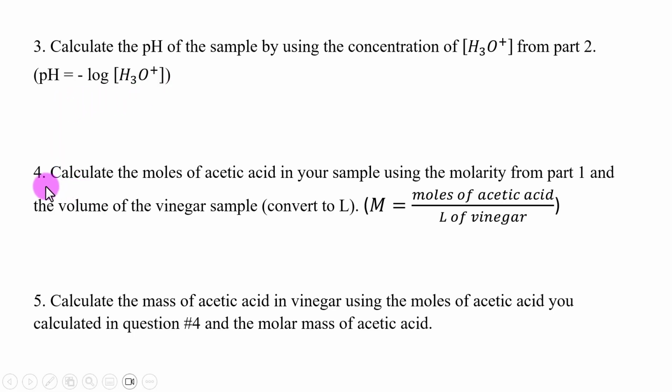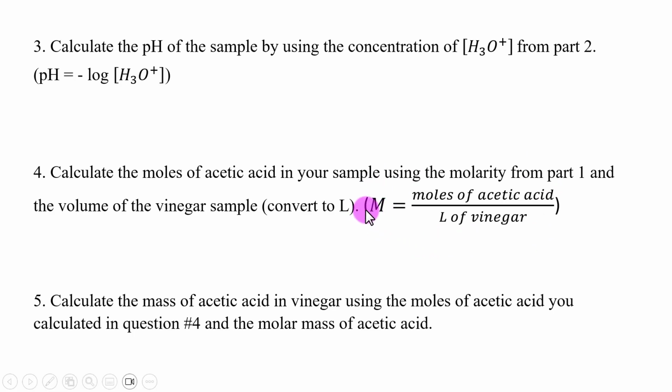Then, for part 4, you are to calculate the moles of the acetic acid in your sample using the molarity of the acid from question 1 and the volume of the vinegar sample. Make sure you convert it to liters. The volume of the vinegar sample, remember in slide 1, it was given to you as 25 milliliters. Make sure you convert to liters. Divide by 1,000.